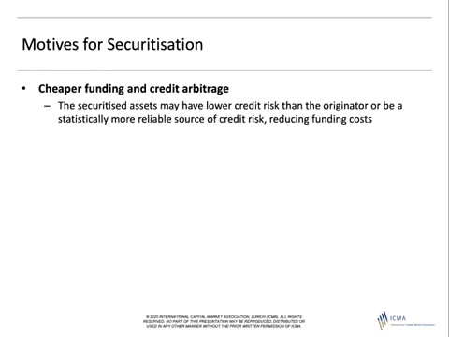Why might an entity decide to securitize a set of assets? There are two main motives for securitization that drive the market: cheaper funding and credit arbitrage. The securitized assets may have lower credit risk than the originator, or they may be a statistically more reliable source of credit risk. In each of these cases, the originator might be able to reduce their funding costs by segregating these assets into a collateral pool that can then be securitized.